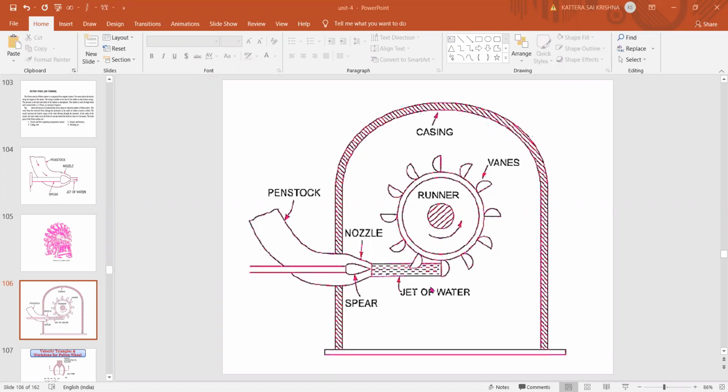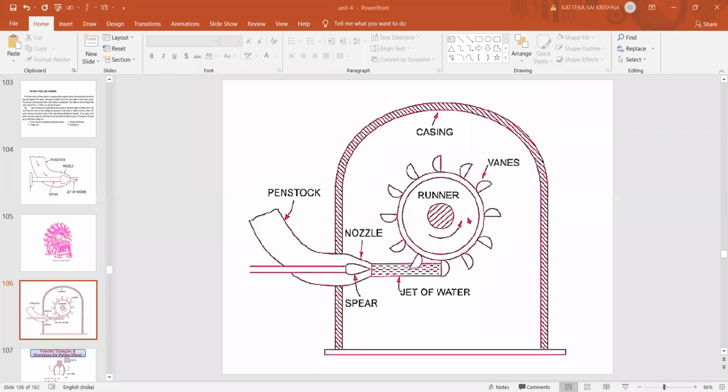Next, the runner and buckets. These are your buckets or vanes, and this will be the runner on which the buckets or vanes are kept, right? It consists of a circular disc, on the periphery of which a number of blades are fixed, like this.